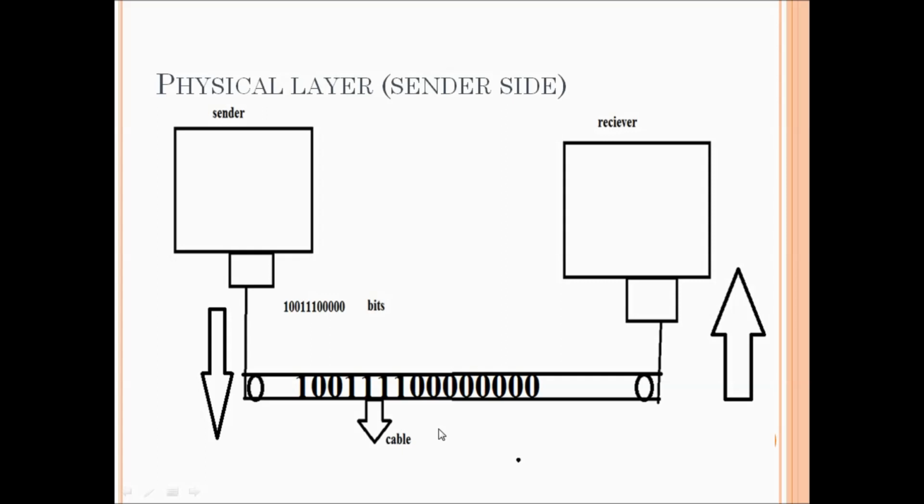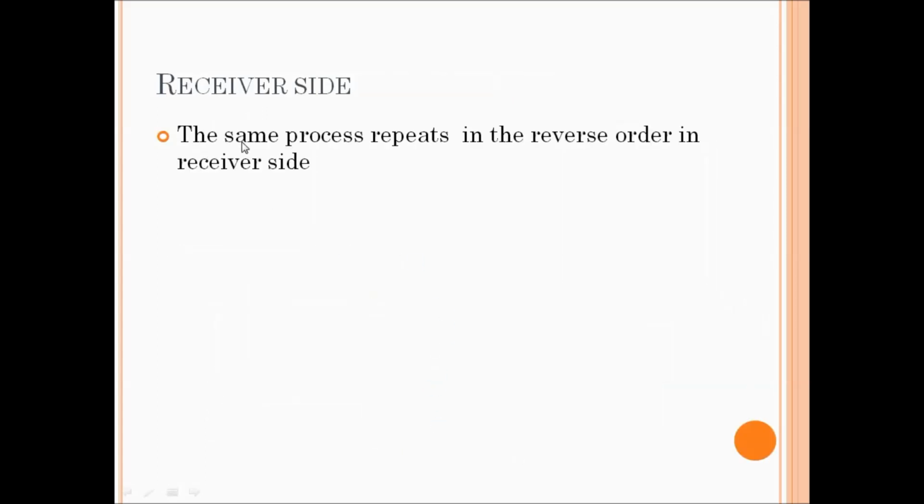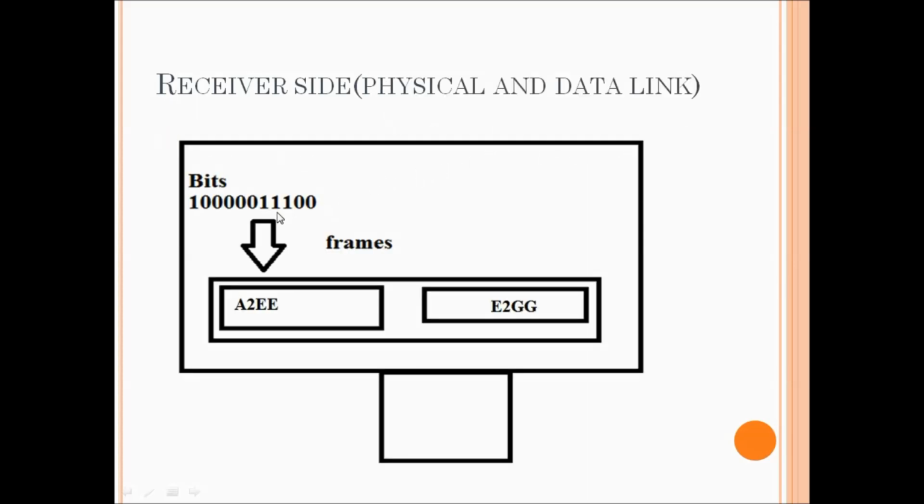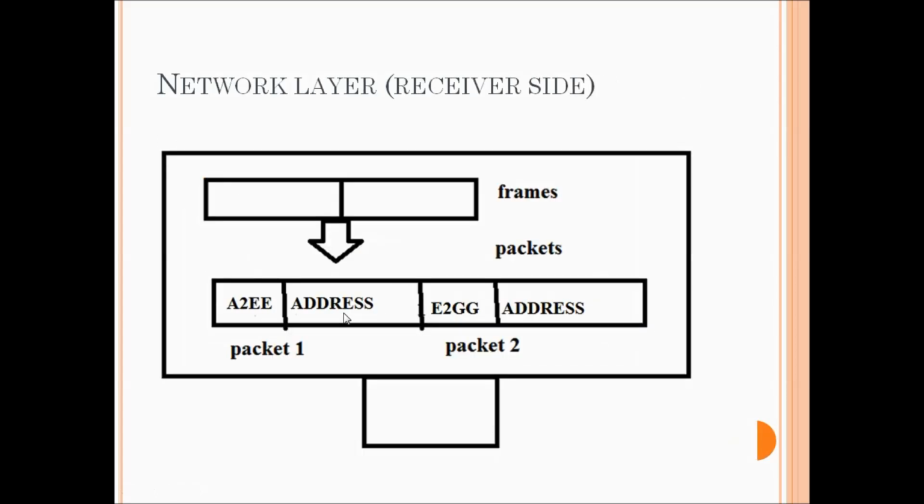Now I will take up the receiver side. Here on the receiver side, the same process repeats in the reverse order. See, here it's starting from the physical layer. On the sender side, it starts from the application layer, because you are sending the information. Now your information has to reach the receiver, so it will be in the form of bits, right? So your information is converted from bits to frames here, and next, from frames to packets.